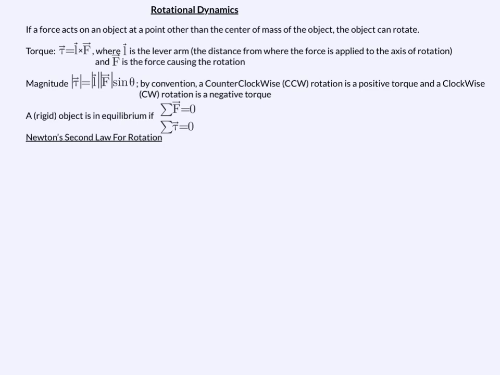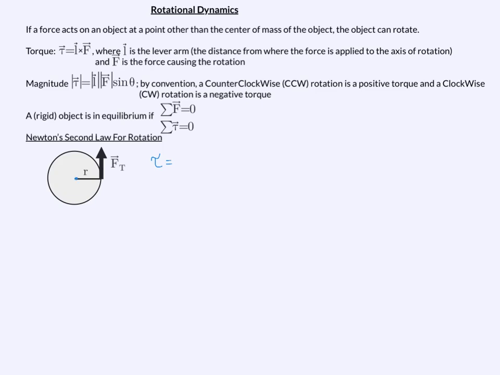So how does that impact Newton's second law? Let's say that we have an object like this, and there is a force acting tangentially to it. So you can think of a bicycle wheel being pushed up like this. Then the torque, by definition, is going to be the lever arm.